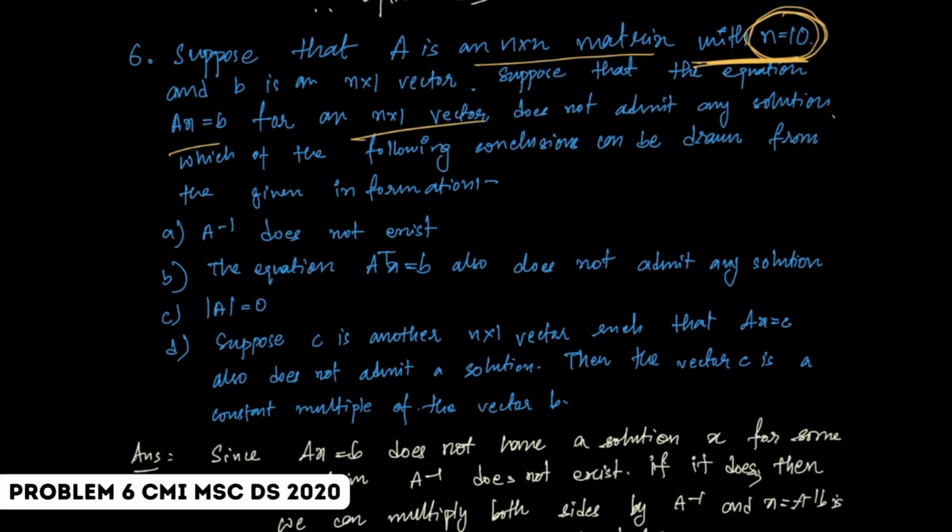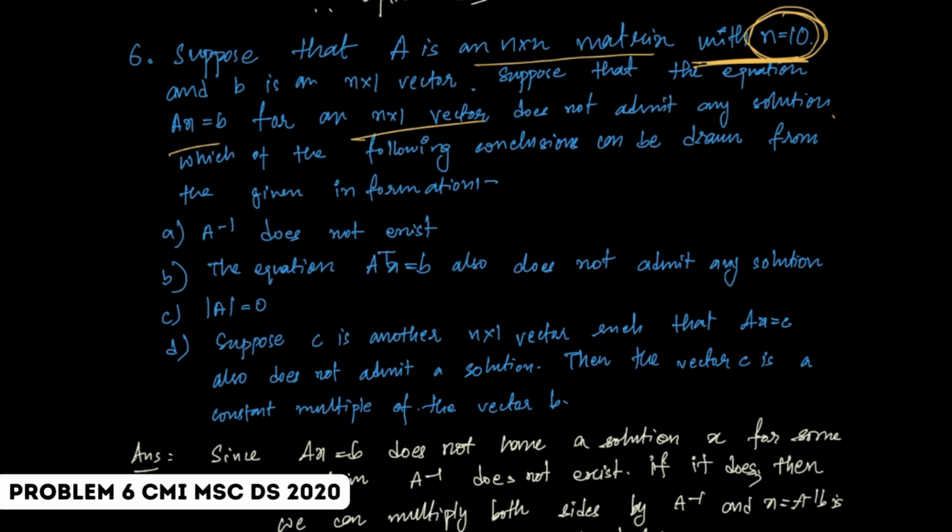Right? Ax equal to B is a system of linear equations. You have a given B and you have a given A. A is already given. And Ax equal to B does not admit any solution for X. For B, there's no X which satisfies this equation. So which of the following conclusions can be drawn from this information that we have?